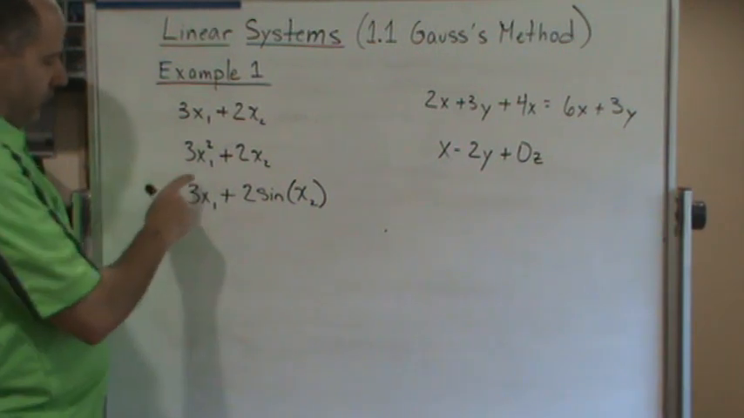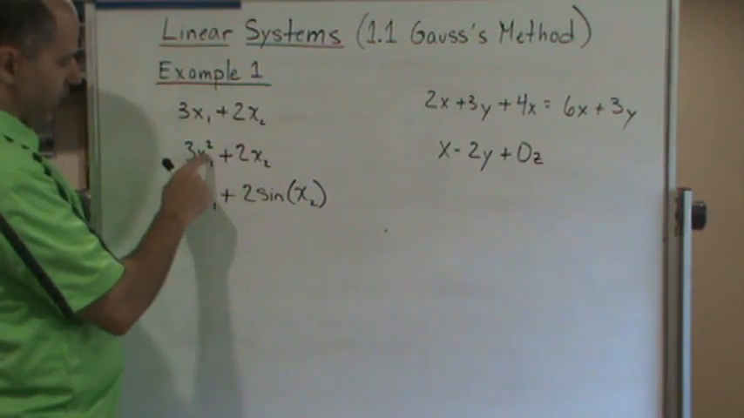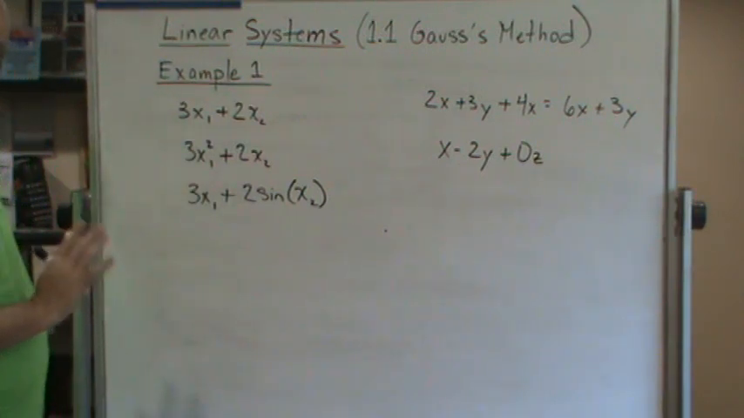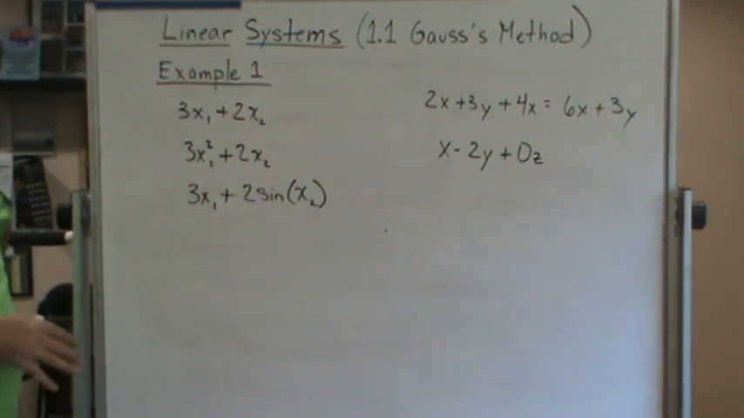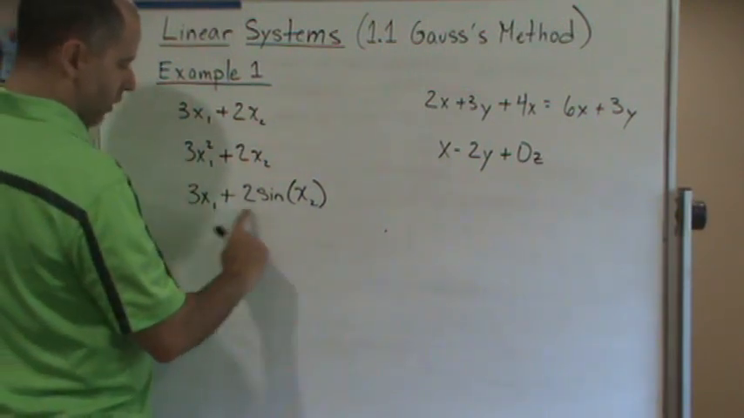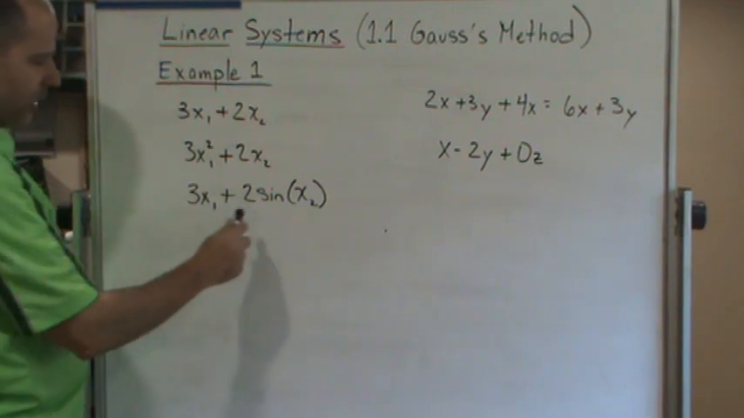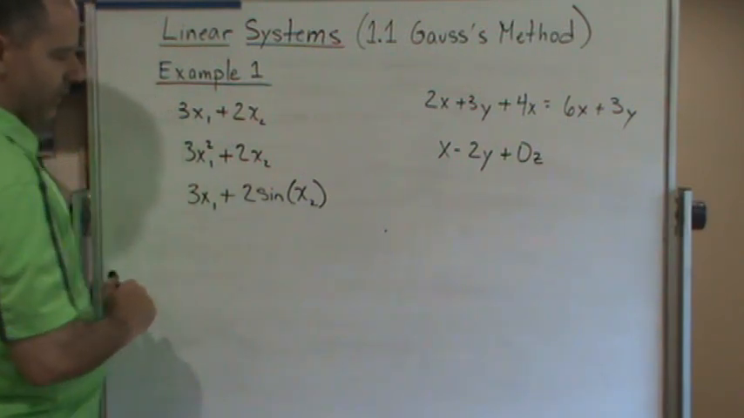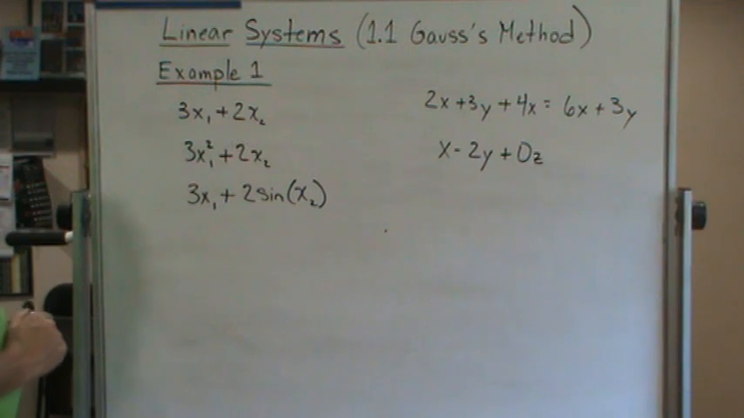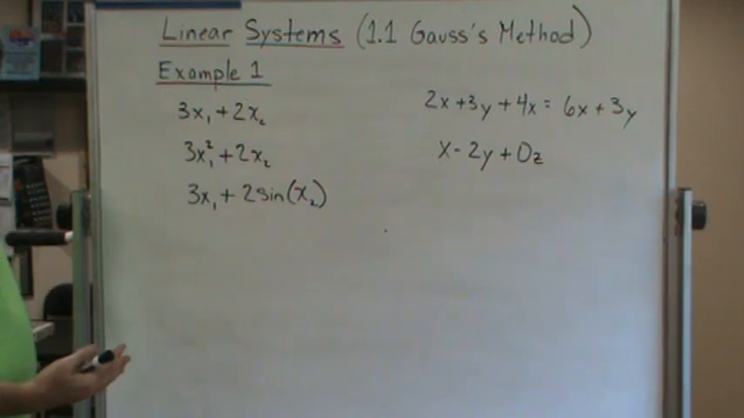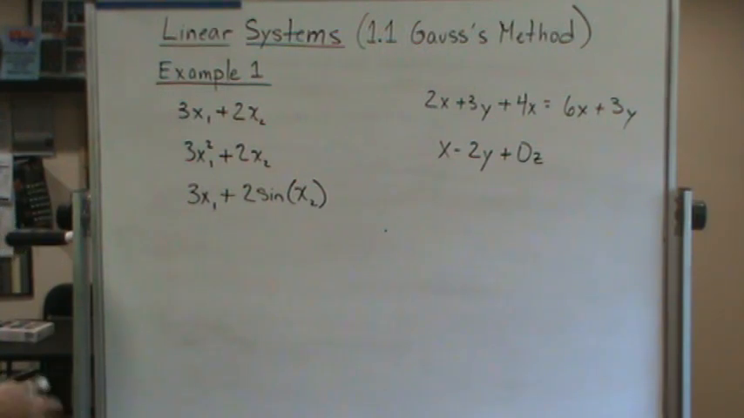These are not linear. Notice here that on the x1 there's an exponent of 2. On a linear combination, all of the exponents on all of the variables have to be 1. Also, this is not a linear combination because we have a trigonometric function here. So that is not linear. Again, when we talk about linear combinations, we're talking about a sum of products where the variables have an exponent of 1, and they're not dealing with any kind of trig functions or anything like that.